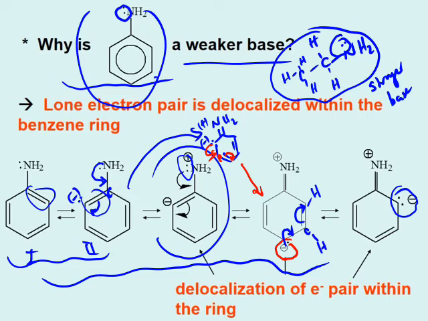In ethylamine, this electron pair has no place to go. So it's going to remain localized on nitrogen, and that's why it shows a greater basic property.